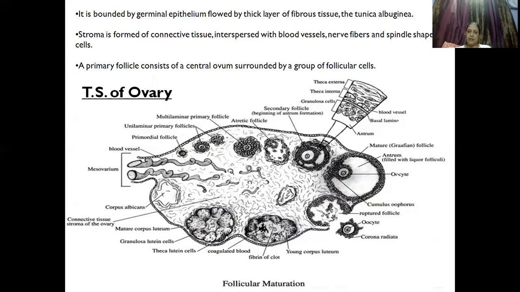But in case the egg is not fertilized, that corpus luteum breaks down into a structure called the corpus albicans. See, in the last part of the TS of the ovary, at the corner, you'll be able to see there is the corpus albicans. Okay. Now this whole process could be explained in a different form with the help of the menstrual cycle.